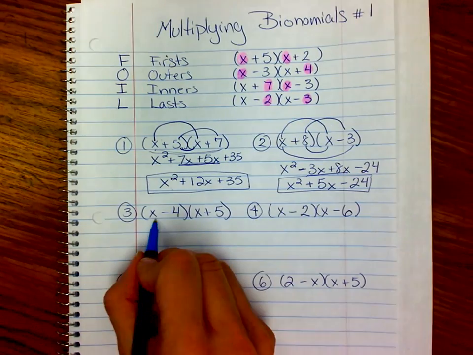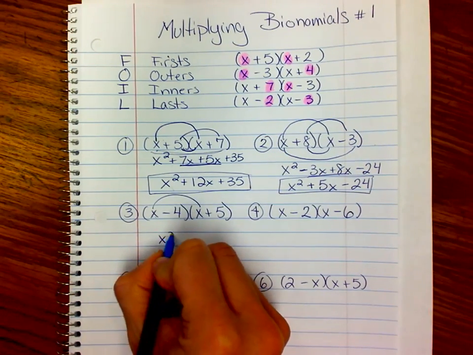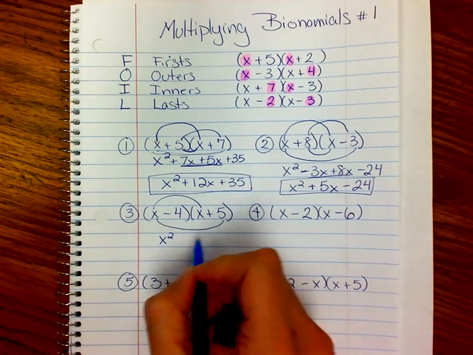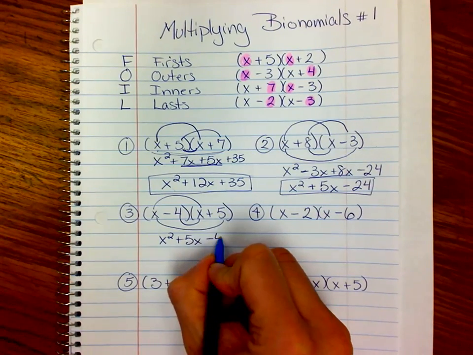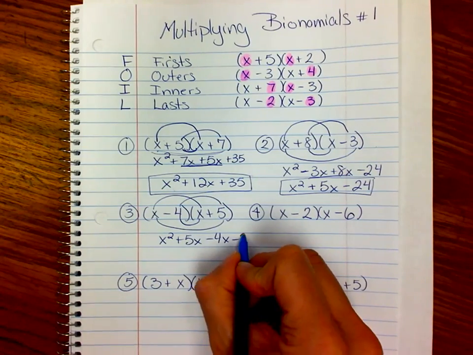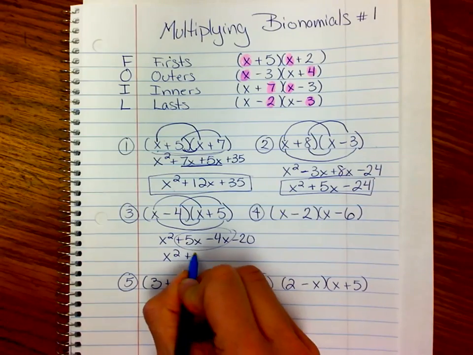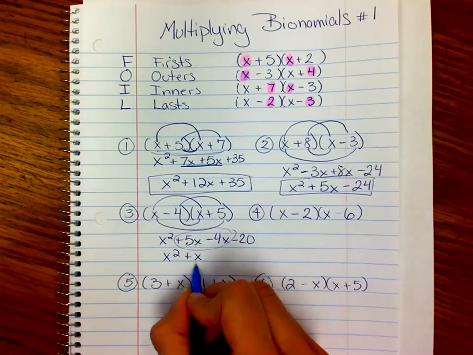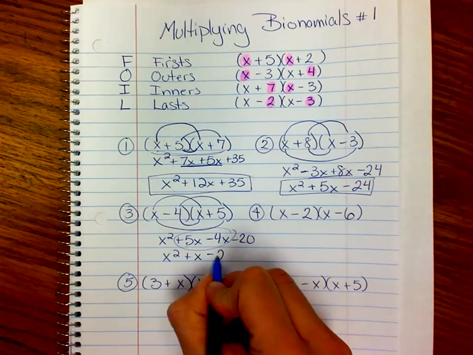Let's try this one. X times x, that's our firsts. Outers, x times 5, inners, negative 4x, and lasts, negative 20. Again, I can combine these. So my final answer, 5x minus 4x is x. You could put a 1x there, it's okay to do that, minus 20.